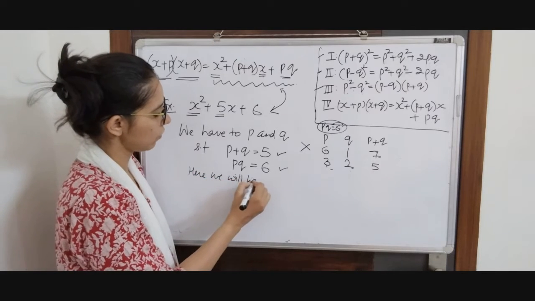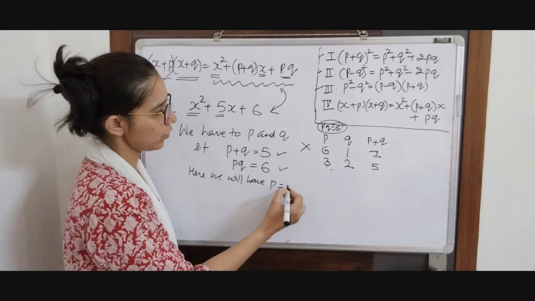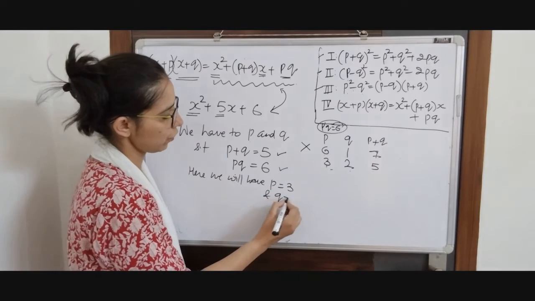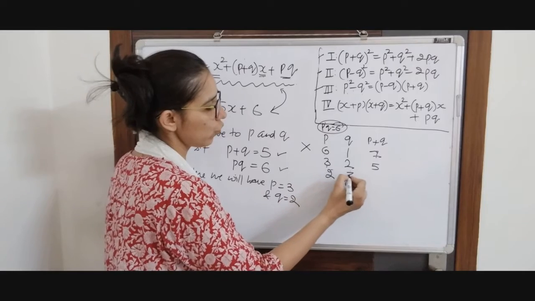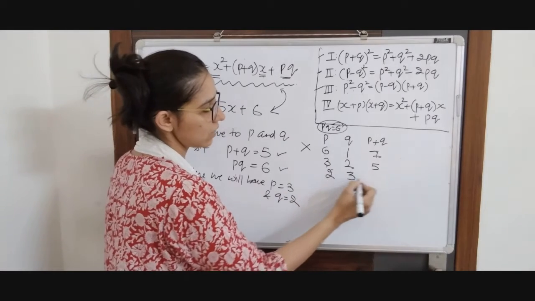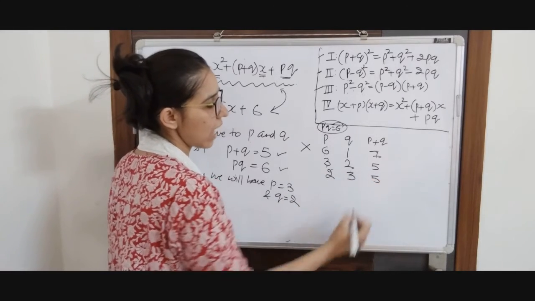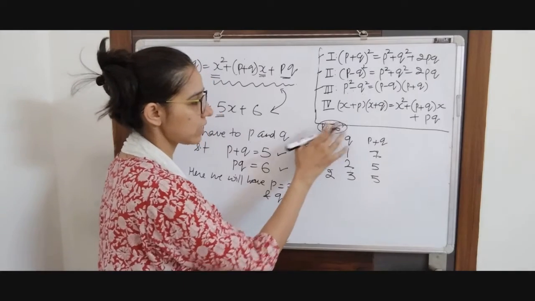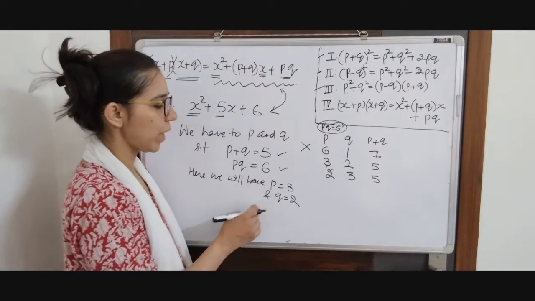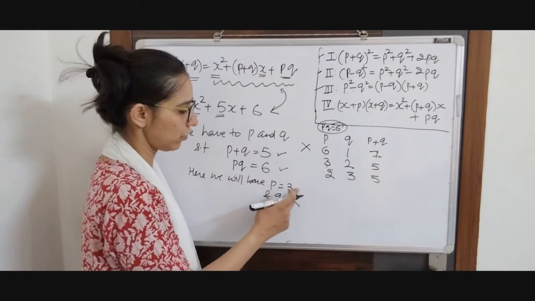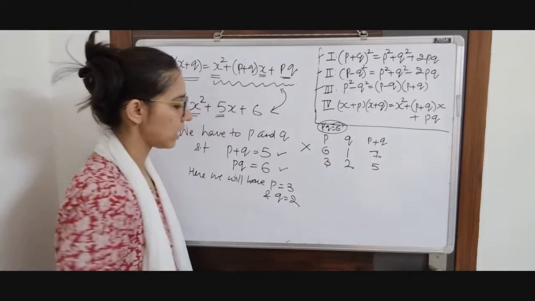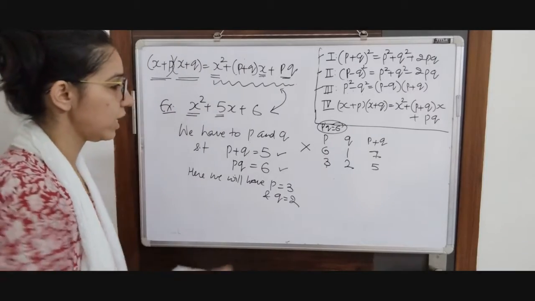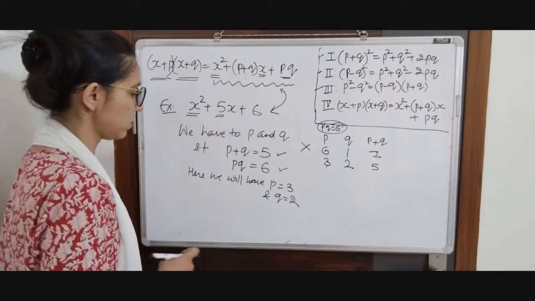Here we will have p equal to 3 and q equal to 2. You can also take p as 2 and q as 3, which will have sum 5 and product 6. It won't matter whether p is 3 or q is 3, they mean the same thing. So you can assign any number to any of these variables.